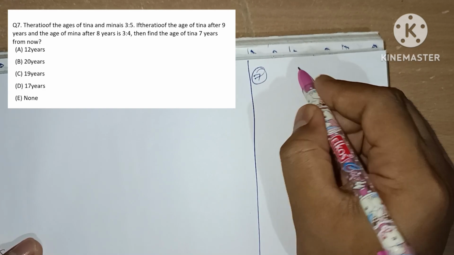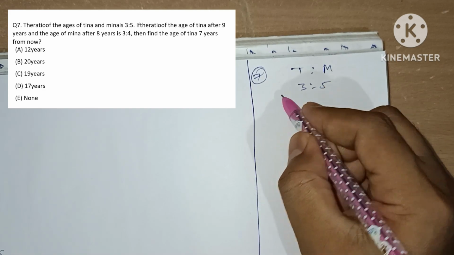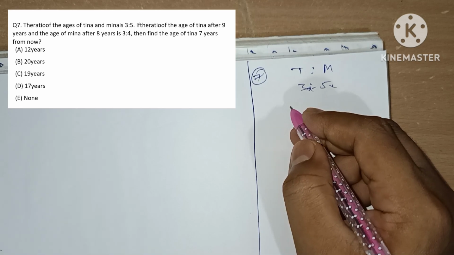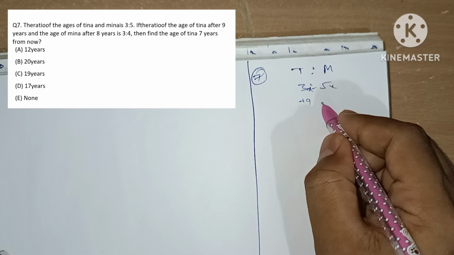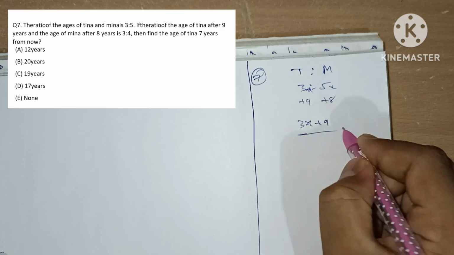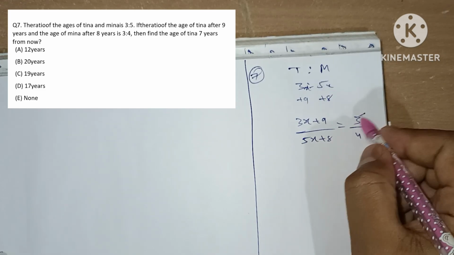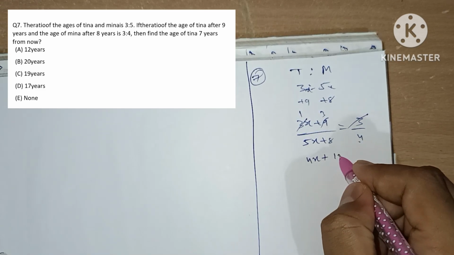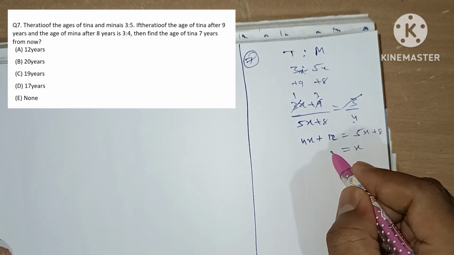The ratio of the ages of Tina and Meena are given as 3:5. If the ratio of the age of Tina after 9 years, so plus 9, and Meena after 8 years, the ratio becomes 3:4. So 3x plus 9 divided by 5x plus 8, the ratio becomes 3:4. So 4 1 times will be 4x plus 3 4 times 12 equals to 5x plus 8. So we have x value is equal to 4.